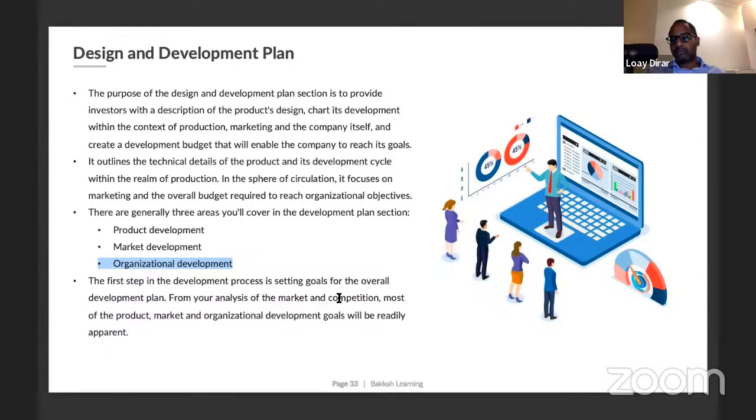From your analysis of the market and competition, most of the product, market, and organization development goals will be readily apparent. So in this stage, you're going to be more and more confident the more time you spend understanding the market conditions, the competitors, the regulations, the customers as well, and suppliers, as I mentioned.